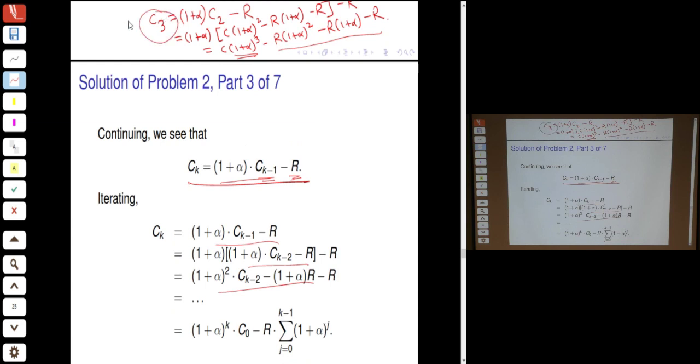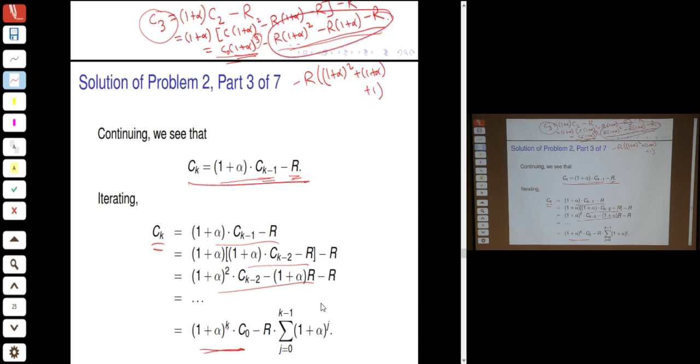So if you are C3, you had a power of 3 on 1 + alpha along with C0, which is here. So this is the same as C0. So with Ck you get a power of k on 1 + alpha, and then you have R times these powers. So you have R times (1 + alpha)^2 + (1 + alpha) + 1, right? You can express it like this.